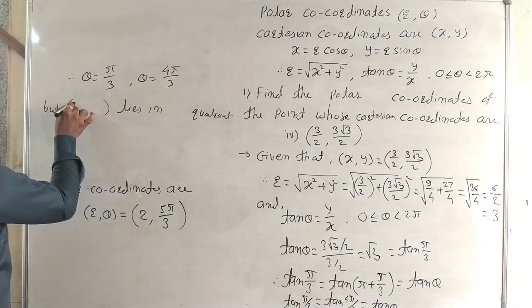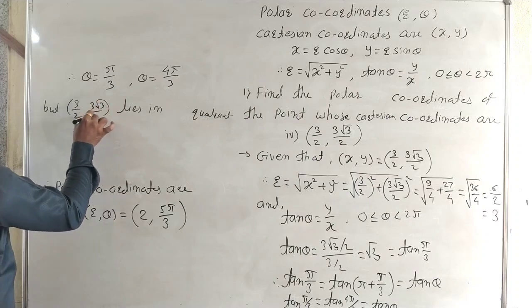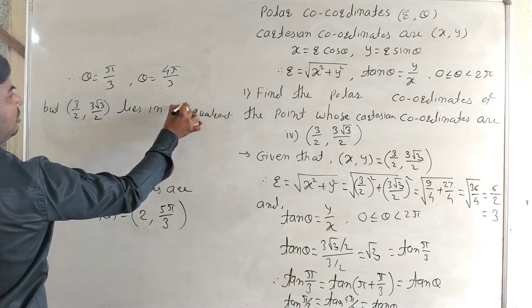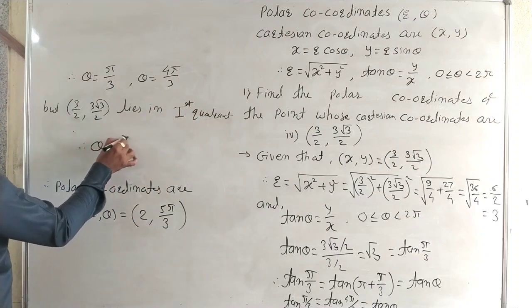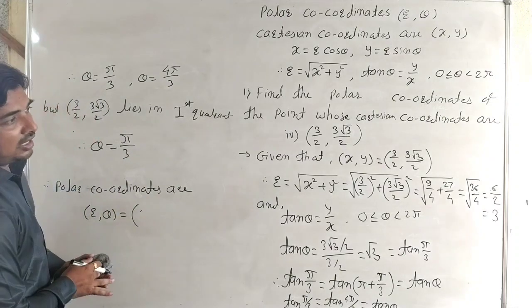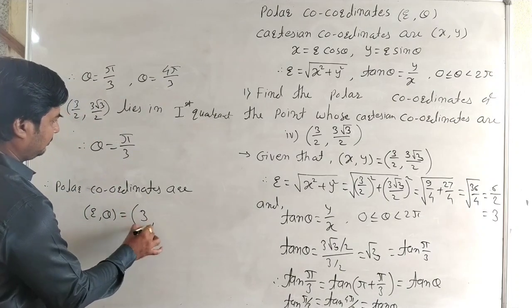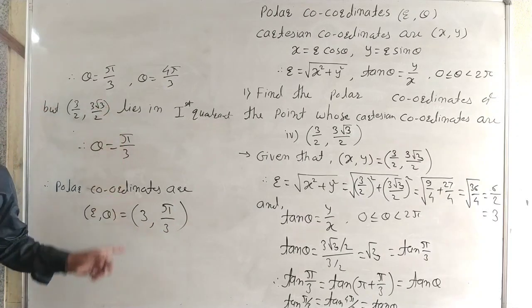But our point 3/2 and 3 under root 3/2 lies in the first quadrant. Therefore theta is equal to pi/3, and the polar coordinates are r is equal to 3 and pi/3. Yes, these are the polar coordinates.